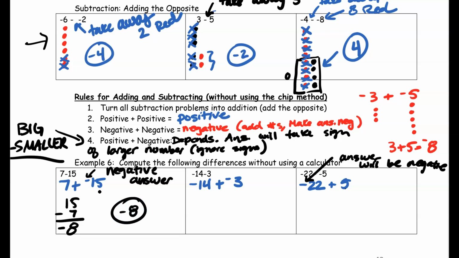I want you to visualize 15 red chips and 7 black chips, and we're going to end up canceling 7 of them, so there's 8 left over. That's why we're wanting to find the difference, and the ones that are left over are negative, so that's why the answer is negative. With this one, they're the exact same sign, so we're just going to do 14 plus 3 is 17. We're going to make the answer negative because both of these numbers are negative. And then with this last one, our answer is going to be negative because that's the bigger of the two numbers. And then we're going to take 22 and subtract 5, and that's going to give us 17. And then we're going to make our answer negative, and we get negative 17.